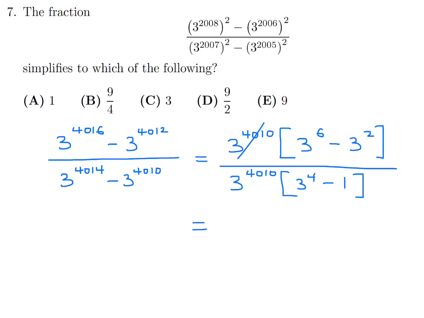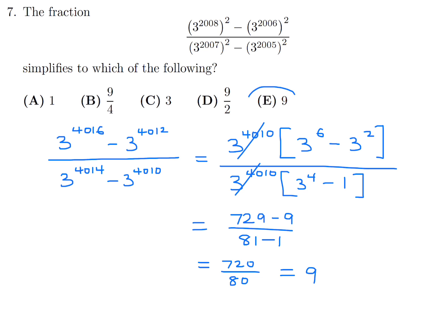So these guys cancel, and these are pretty decent numbers. They're not too big is what I meant by that. So we got 729 minus 9 all over 81 minus 1. And this is 720 over 80, which is equal to 9. So number 7, the answer is E.